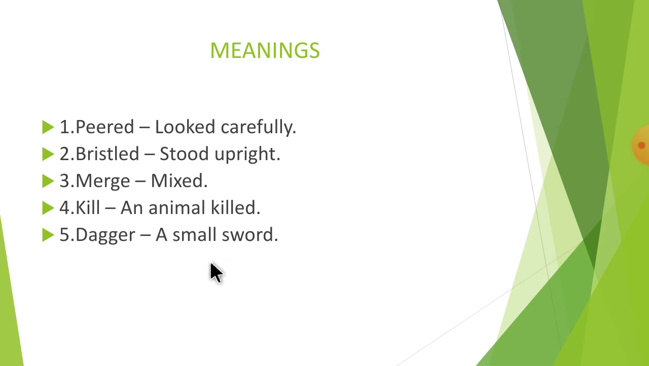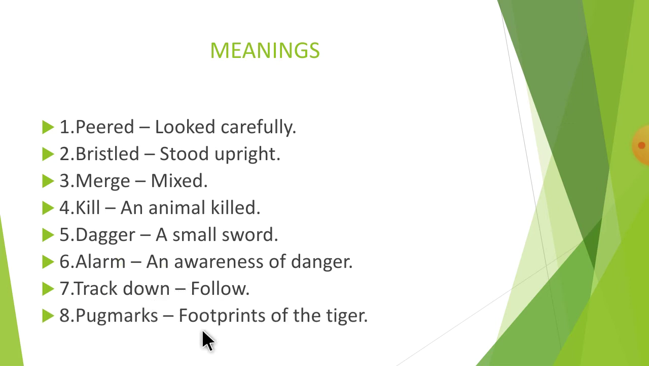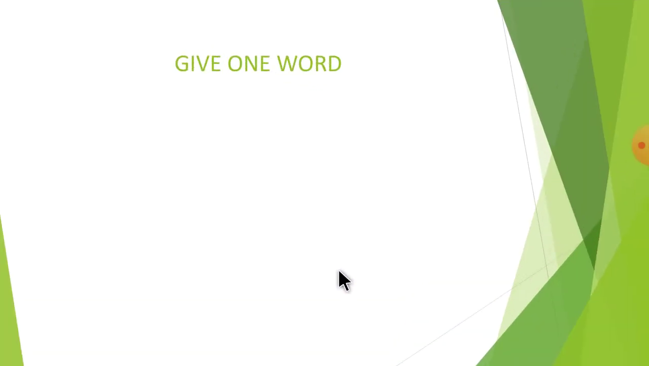Then number six, alarm. Alarm means an awareness of danger. Number seven, track down. Track down means follow. Number eight, pug marks. Pug marks means footprints of the tiger. Number nine, frolicked. Frolicked means played about happily. Then next topic is give one word.